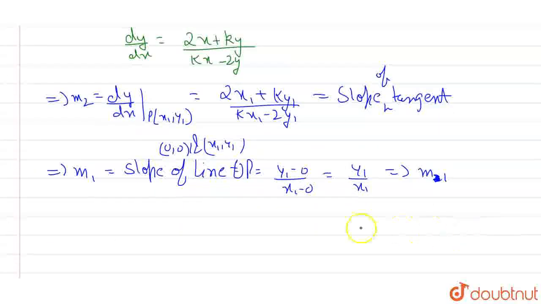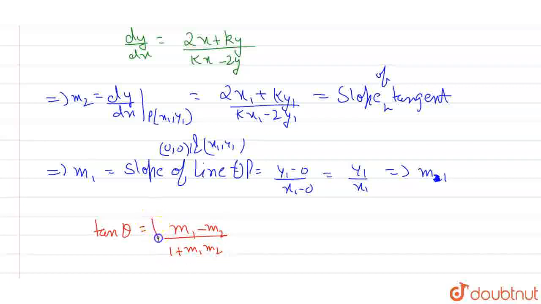So what do we do now? We know m1 and m2. And how can you find the theta between the slopes of two lines? We know the formula to find theta. Theta is m1 minus m2, and here it will become 1 plus m1 m2, okay. And the answer is in mod.